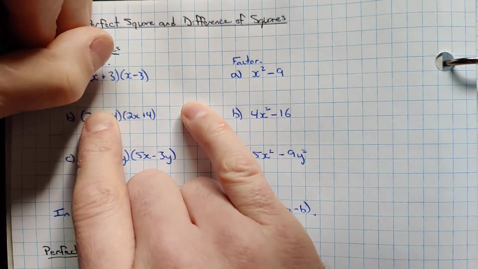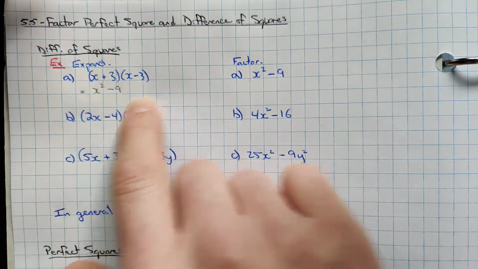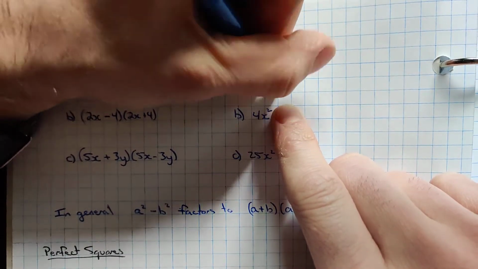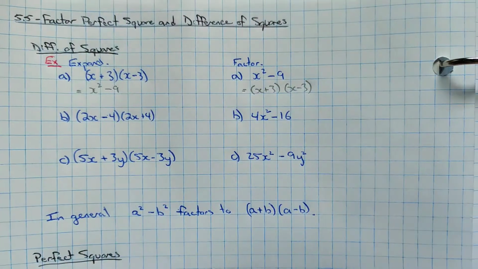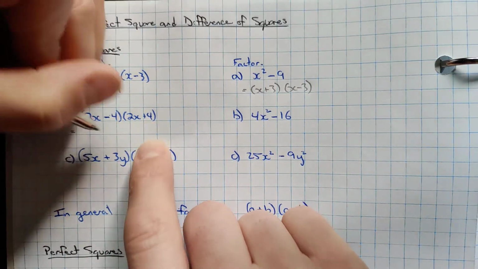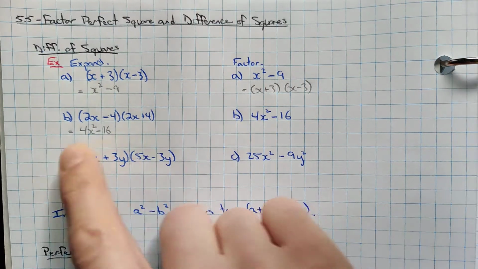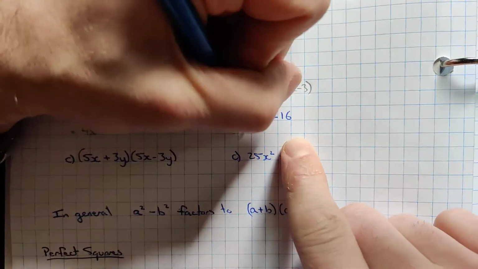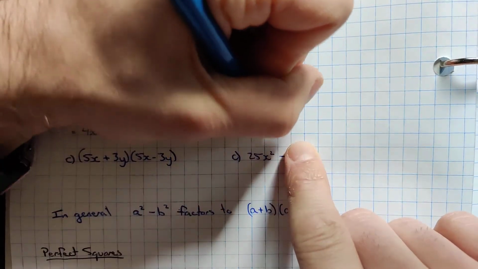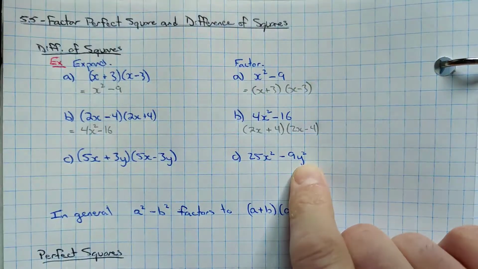So remember, if we expand x plus 3, x minus 3, we get x squared minus 9. So that means when we see x squared minus 9, we're just going to get x plus 3, x minus 3. That's it. If we were to expand 2x minus 4 and 2x plus 4, we're going to get 4x squared minus 16. So that means 4x squared minus 16 factors down to the square root of 4 is 2, the square root of x squared is x, plus the square root of 16, which is 4, and then the same thing again with a minus sign.